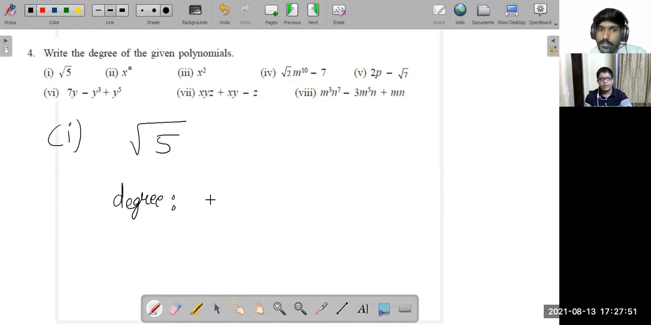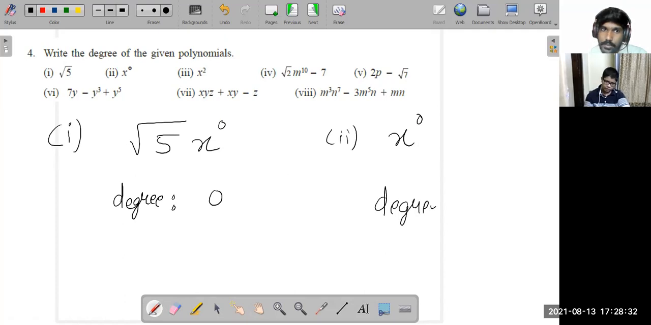It would be 5x0. No, not x0, just 0. Degree is the highest power, so we don't add a variable. It is understood, but I am asking the degree. Okay, sir, so the degree is 0. Correct. Second one, if you see, it is just x raised to 0, and clearly you can tell me the degree here. 0.